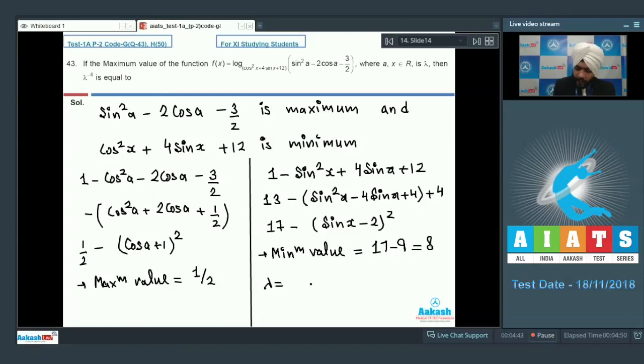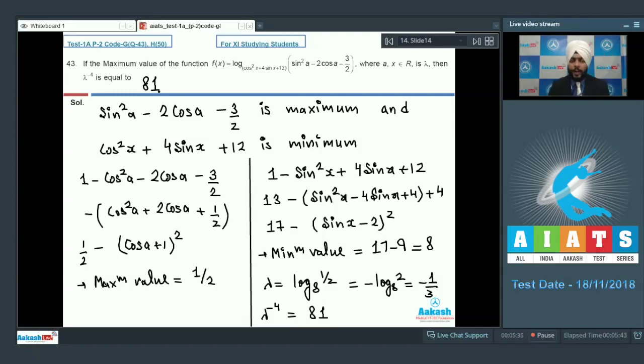What is the value of lambda? Lambda is log of 1 by 2 to the base 8. The answer is minus log 2 to the base 8, that is minus 1 upon log 8 to the base 2, that is minus 1 by 3. What do we need? We need lambda raised to the power minus 4. So lambda raised to the power minus 4 will be a positive quantity first of all because the power is even. Minus 1 by 3 raised to the power minus 4 will be 3 raised to the power 4, and the answer will be 81. So question number 43, the answer is equal to 81.